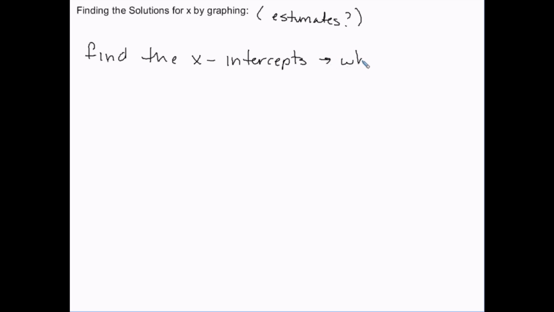Now earlier on another video I had said that you can solve these by graphing. Okay, so in order to find the solutions by graphing, sometimes these are estimates and sometimes we land perfectly, but we just find the x-intercepts. So where our parabola hits the x-axis.